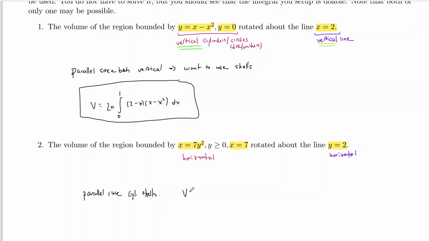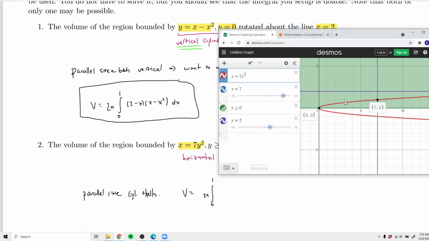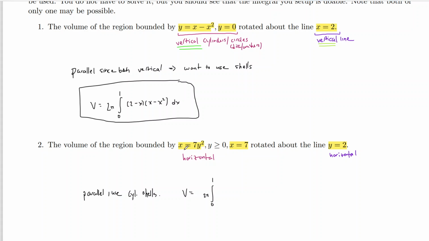We got the volume here. We got 2 pi, 0 to 1. That was the y bounds. What was the radius? The radius here, so this is our slab, is the top 2 minus the bottom, which is y. So we're just running through the y values from 0 to 1. And then the height is the 7 minus 7y squared, because it's the bigger x value minus the smaller. So we got 2 minus y times 7 minus 7y squared.